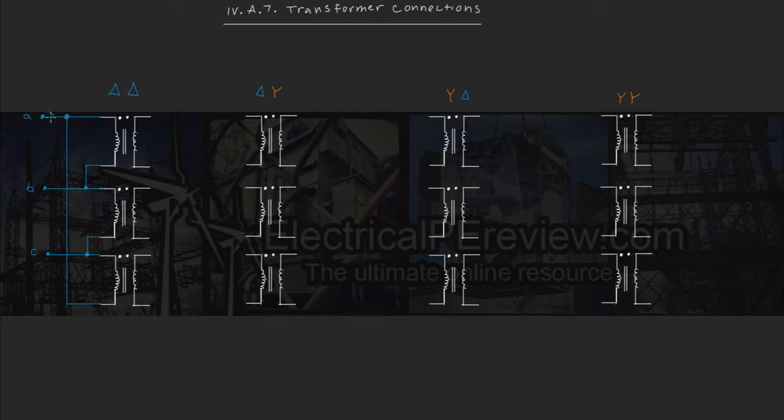Here we've got our A line current for our delta, our B line current, and our C line current. Here we've got our phase current, IA to B. Here's our phase current, IB to C. And our last phase current, IC to A.